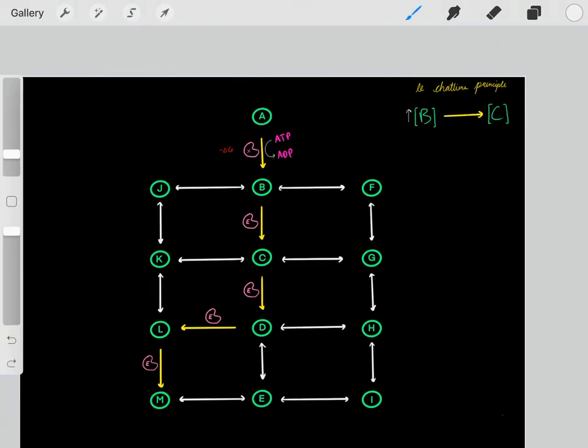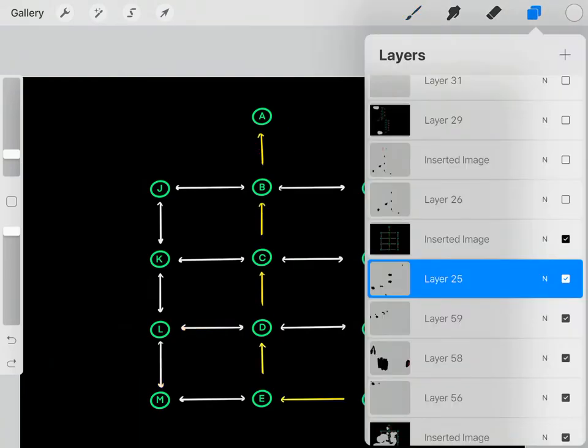So again, this reaction is very thermodynamically favorable, creating a lot of compound B. Now that we create a lot of compound B, that's going to push this reaction forward towards compound C. That's Le Chatelier's principle. Now we create a lot of compound C, which is going to push this reaction forward. And now we create a lot of compound D, which is going to push this chemical reaction forward, and so on.